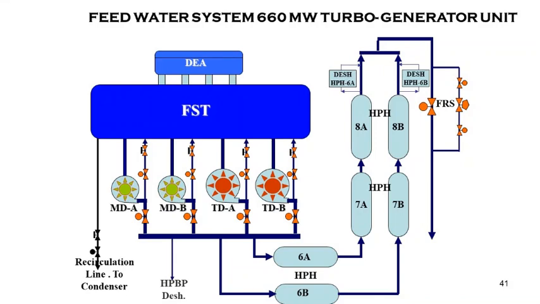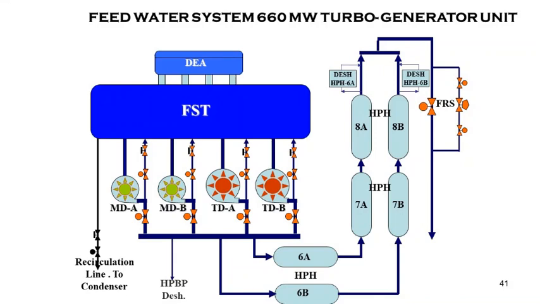2 types of boiler feed pumps. There are 2 motor driven boiler feed pumps and 2 turbo driven boiler feed pumps, and all the pumps discharge is connected with the HP heater train. There are 3 HP heaters, 6, 7, 8 heaters, heater number 6, heater number 7 and heater number 8. So these heaters are placed one after another.